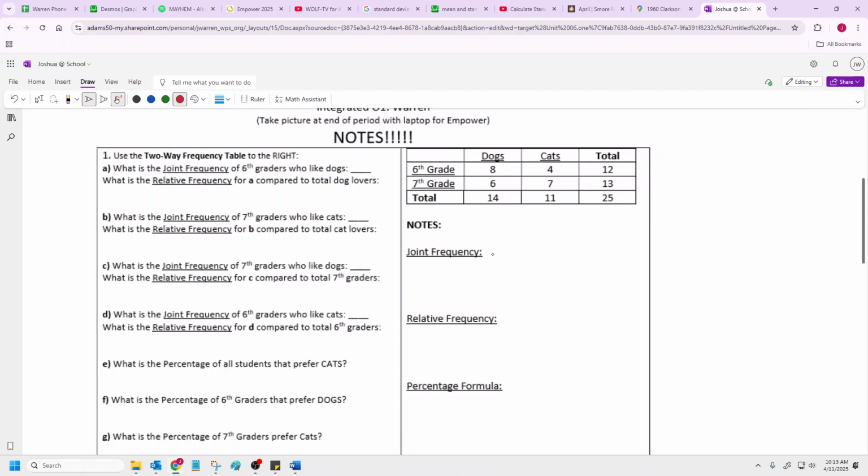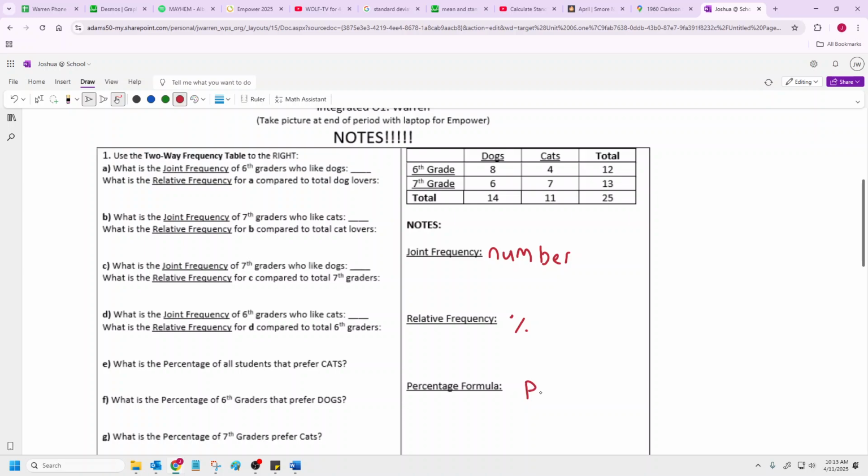The first thing I'm going to say about joint frequency is it's always going to be a number. It's not a percent. It's always a number. Now I'm going to talk about relative frequency. Relative frequency, you're going to be seeing this over and over. It is always going to be a percent. You need the percentage formula.